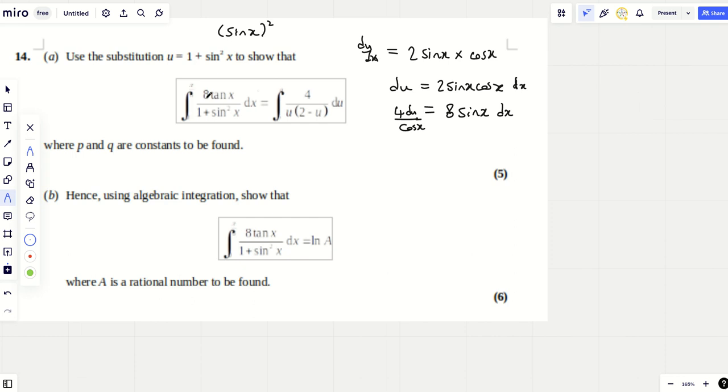Now, the reason why I'm doing that is because I can see I've got an 8 sine x in here, yeah? And so this becomes, like, the 8 sine x goes, and you've just left with a 1 over cos x, yeah? Over u, but then you're multiplying that by, well, I've swapped 8 sine x dx for 4 du over cos x.